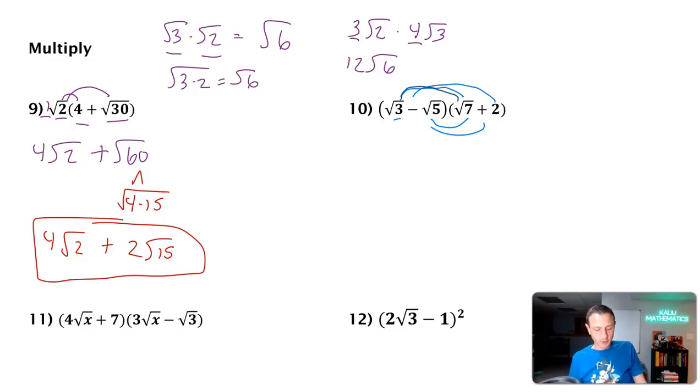So square root of 3 times the square root of 7 is the square root of 21, plus square root of 3 times 2 is 2 root 3, minus the square root of 35, 5 times 7, minus, because negative root 5 times 2 is 2 square root 5.